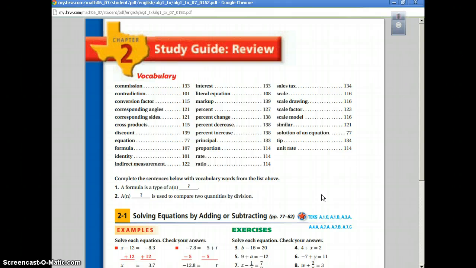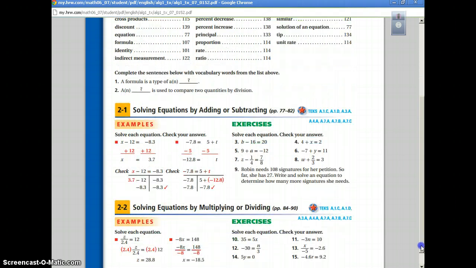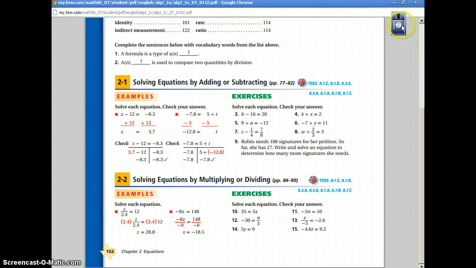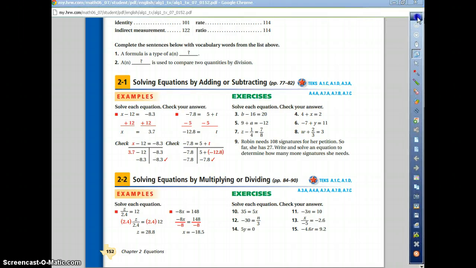This is the review for Chapter 2, the mid-unit test. That's lessons 2-1 through 2-5. We're doing the review out of the book at the end of the chapter, so let's get started. We're going to do the first 35. All right, and we're going to start with this first section here on lesson 2-1.